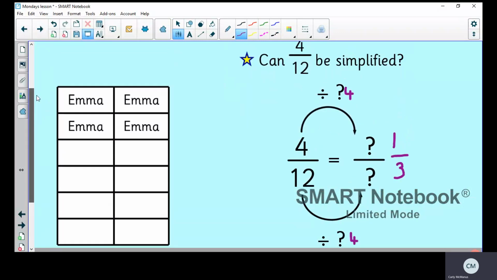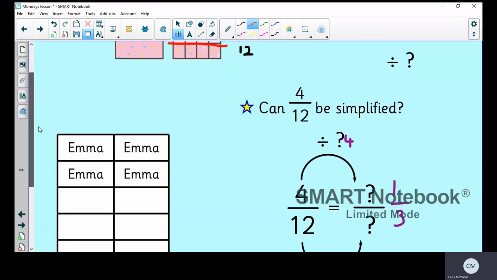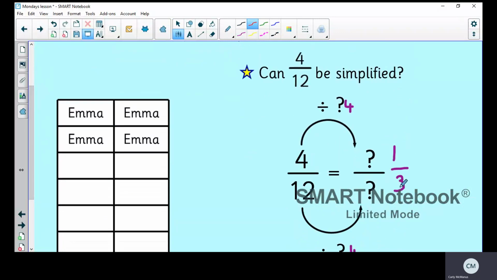Now, if we look at this picture up here, you can see 4/12, but I just want you to picture it again. So if I just split this into 3 parts, just look at the red lines, 1 part, 2 parts, 3 parts, then 1/3 is coloured in, which is what we found anyway when we did division, but that's just for you to see it pictorially.